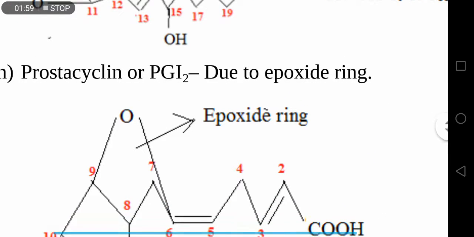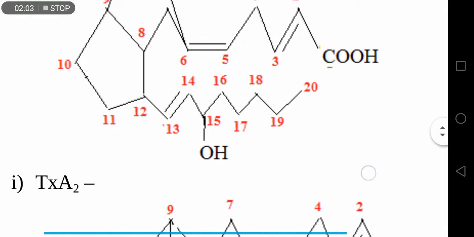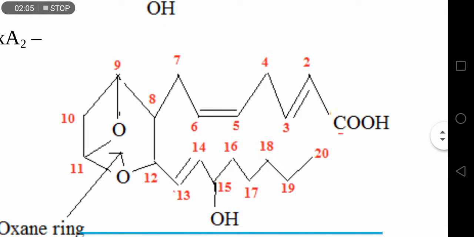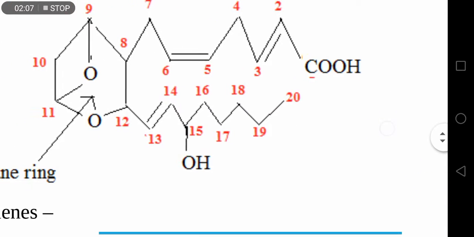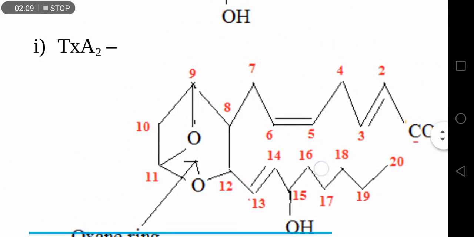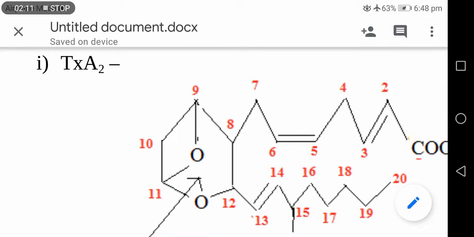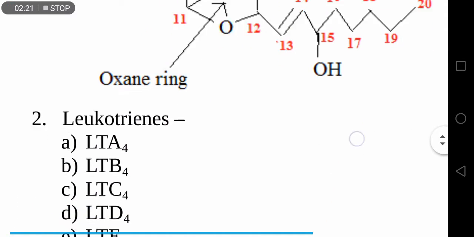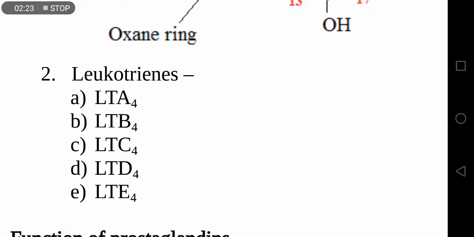Then prostacyclin. It contains an epoxide. Then thromboxane A2. It contains oxygen and it's secreted from thrombocytes, that is platelets. So the name of the compound is thromboxane. Then the leukotrienes. Leukotrienes are leukotrienes A4, B4, C4, D4 and E4.